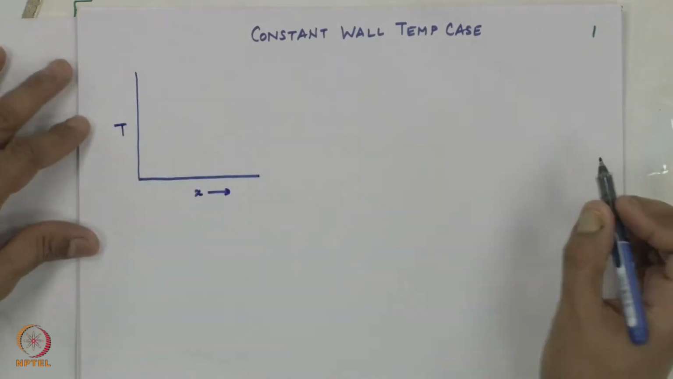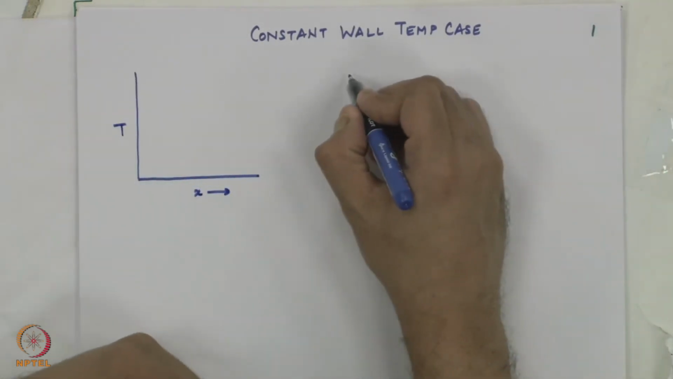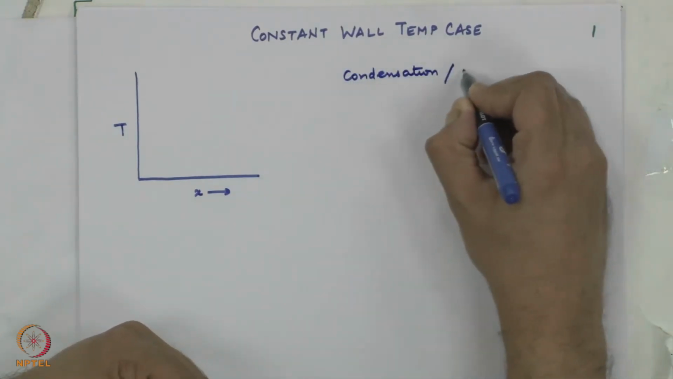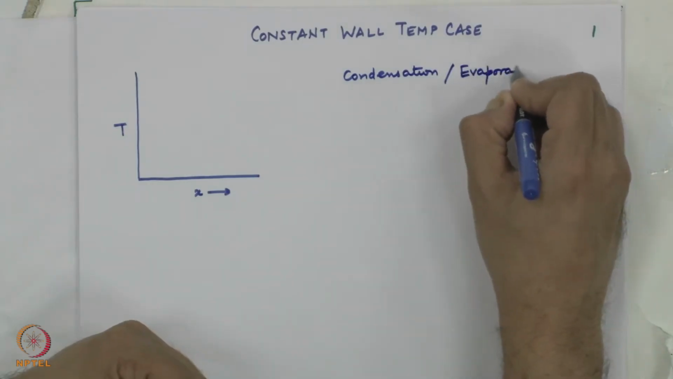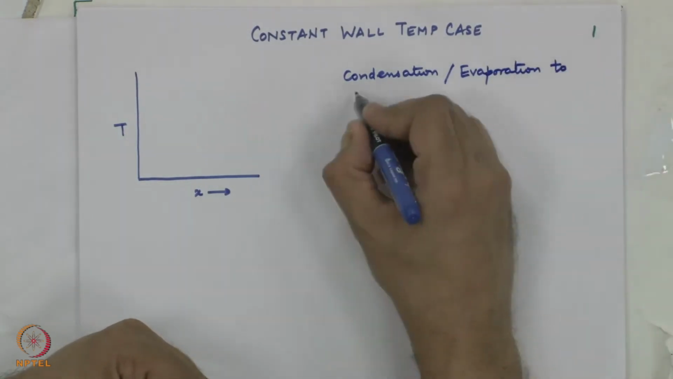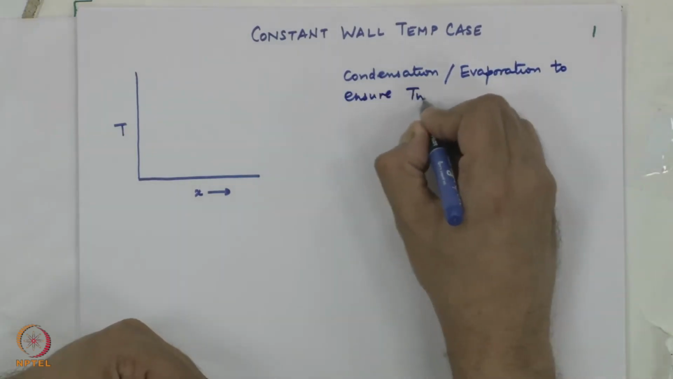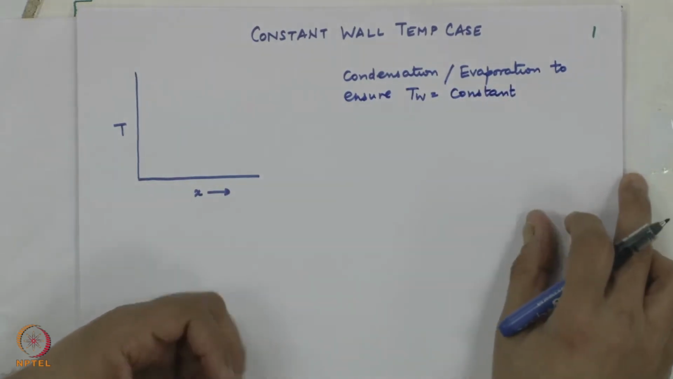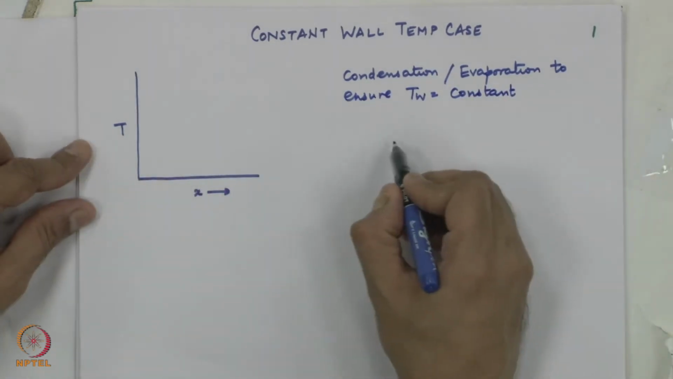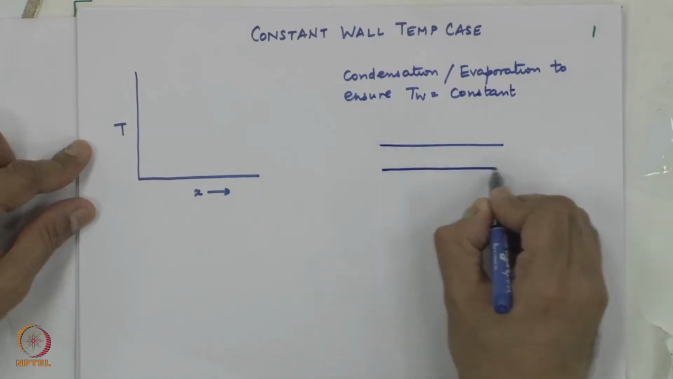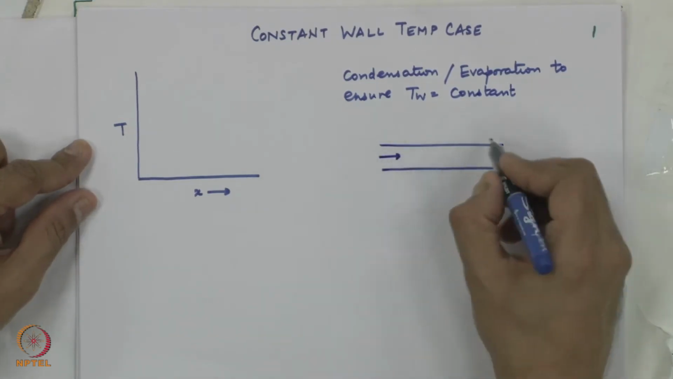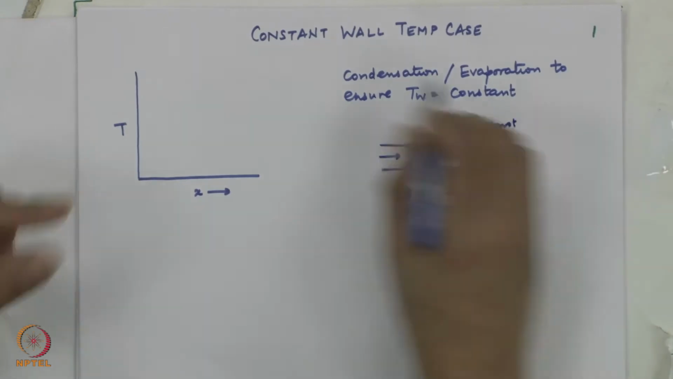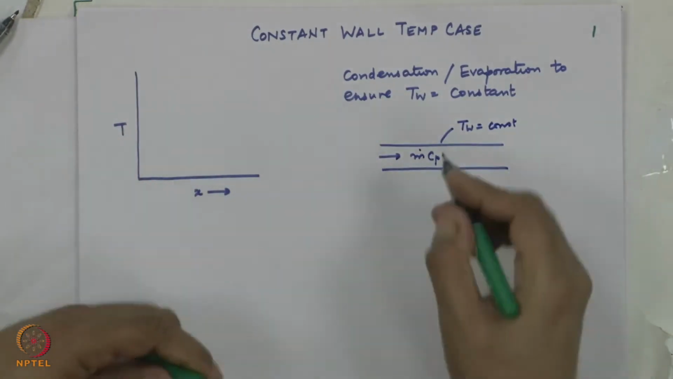So, the constant wall temperature case is accomplished by either having a condensation or phase change boiling process, condensation or evaporation, to ensure T wall equal to constant. Because at constant pressure, evaporation or condensation is a constant temperature process. So, in a typical environment, if you want to heat this fluid at constant wall temperature, T wall equal to constant, then you would ensure that there is evaporation or condensation.